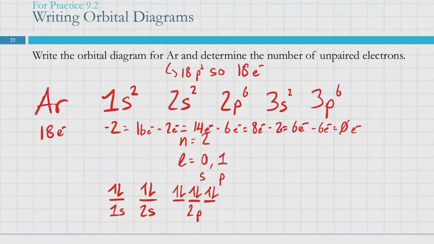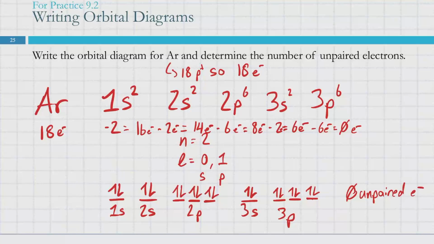If you want to, while you're filling them out, if you know that they're all full, you can just fill them up, down, up, down, up, down. That's fine with me. It'll save a little bit of time. After our 2p, we move on to our 3s. Since it's an s, it gets one box. It's only got one shape in it. It's only got one m sub l in it. We fill that up. It's up and down. Then we've got 3p. It's a p subshell, and so it also has 3 shapes. We fill them in up, down, up, down, up, down, because we know that they're all full. How many unpaired electrons do we have? 0 unpaired electrons. They're all matched by another electron, or paired up with another electron.